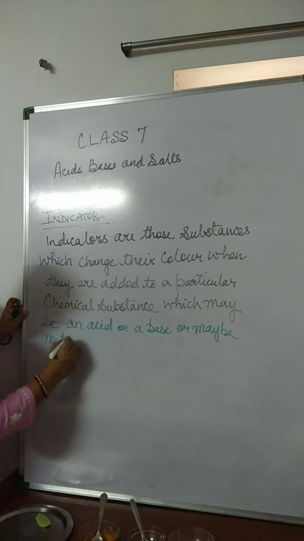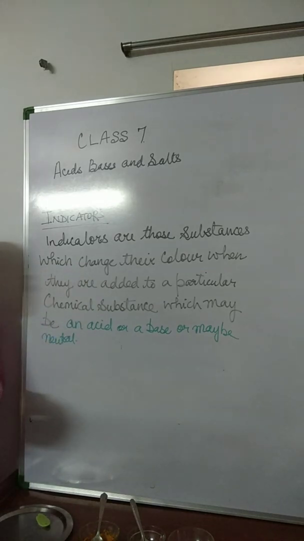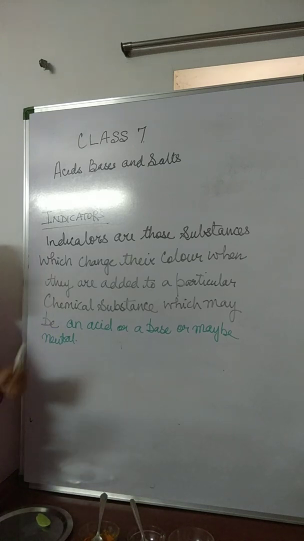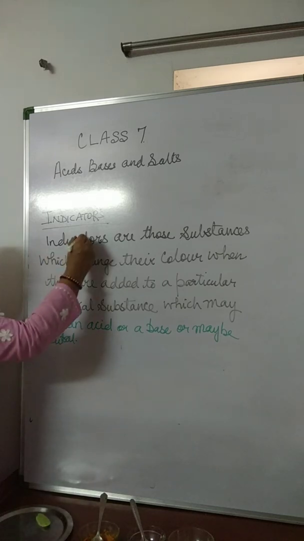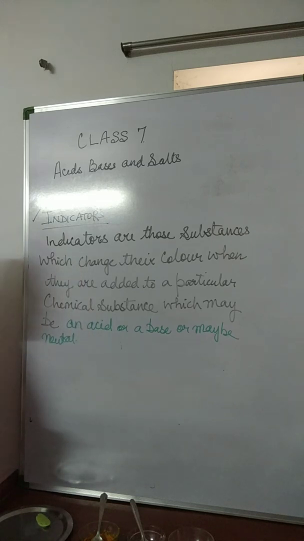So these indicators will tell you whether a given substance is an acid or a base, and a few indicators may indicate that the particular substance is neutral in nature. That is, it's neither acidic nor basic. So you can define what an indicator is. This is also an important definition. And you should know why we make use of indicators over here.